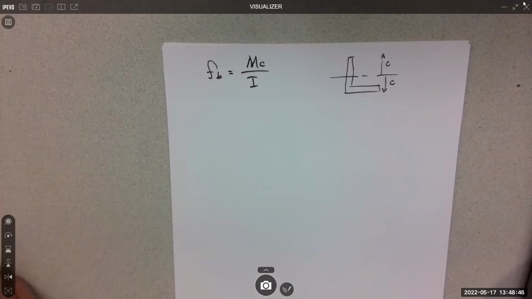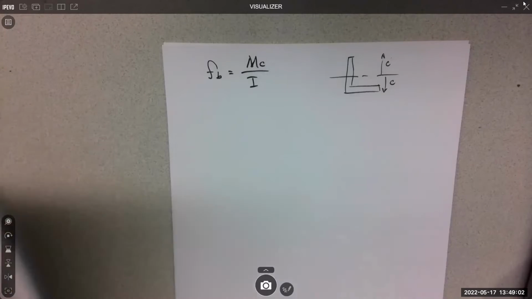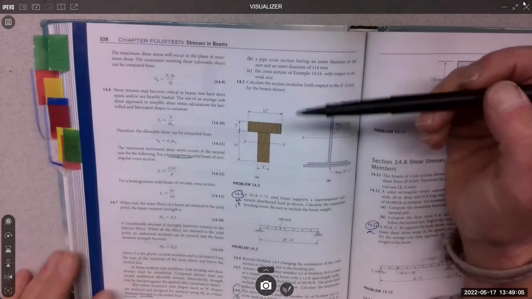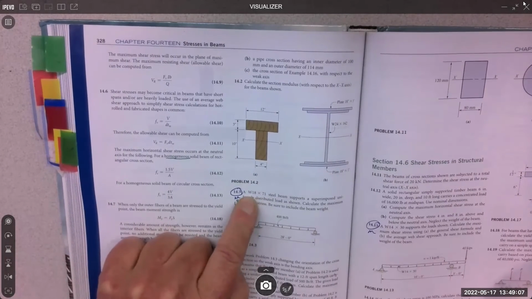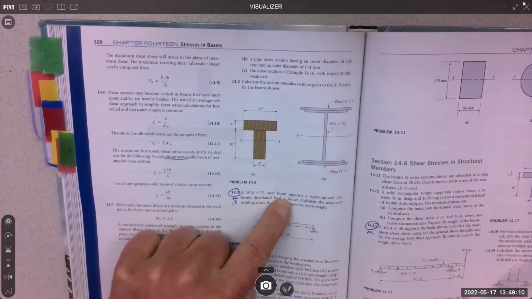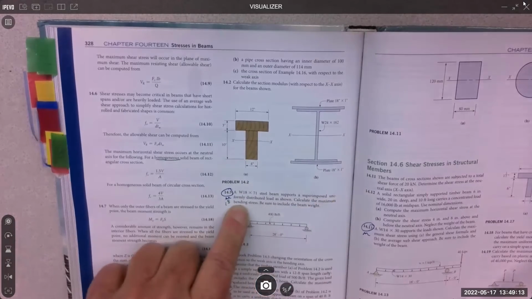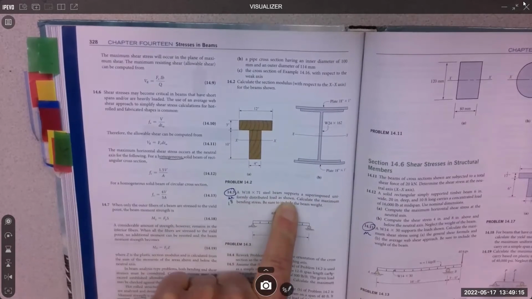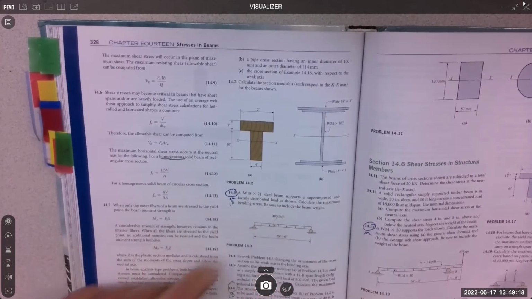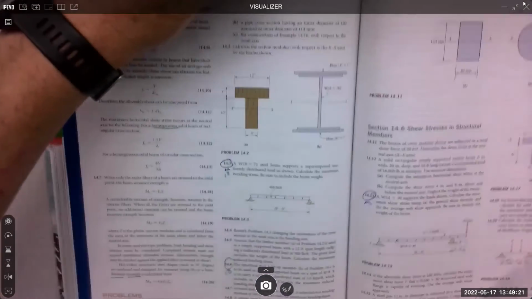So the next chapter is stresses and beams. And it really is just what we did and then learning to run this bending stress equation. There is another stress called shear, but we'll do that after the exam. So the one you're going to do is number 3. And number 3 says W18 by 71 steel beam supports a superimposed uniformly distributed load as shown. So they do show it to you right here. So simple beam, right?